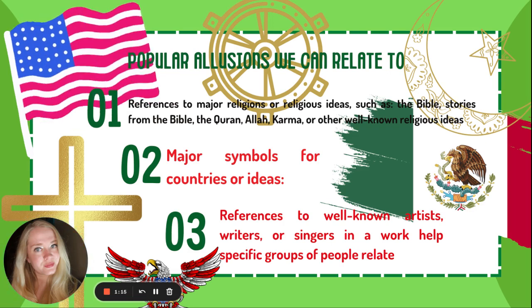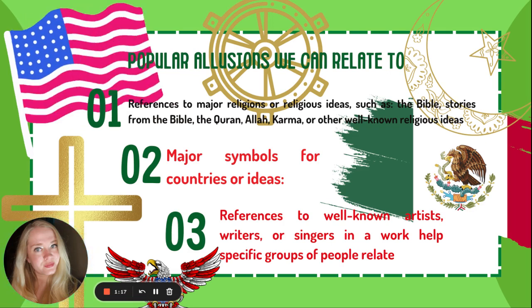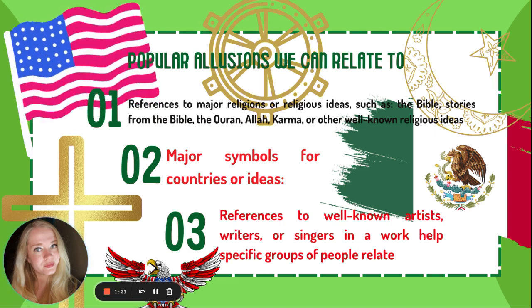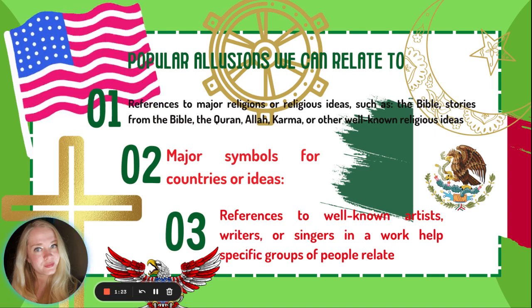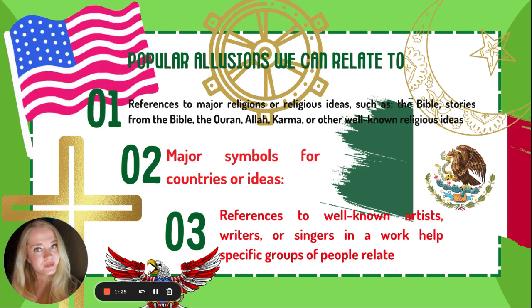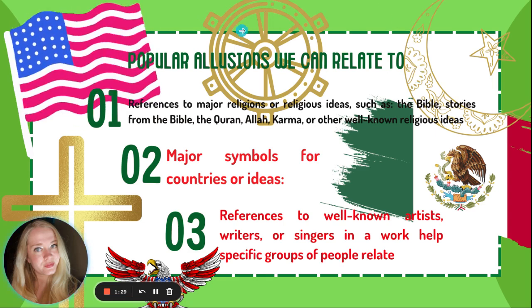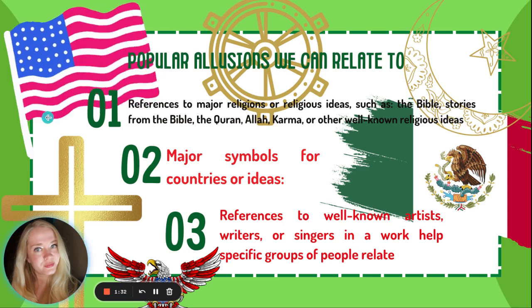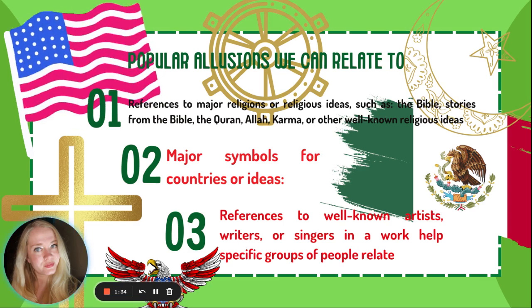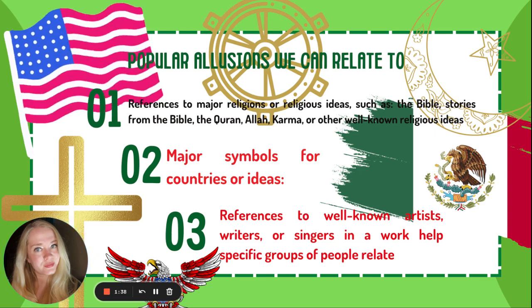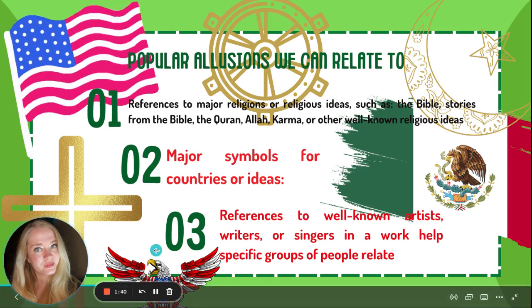Another category would be major symbols. So we have symbols for countries, we have symbols for ideas. So, for example, the American flag has the colors red, white, and blue. Those are not just synonymous with America, but when they are put together in this specific format, that is something that most people would know as an American symbol. Another one for America would be the bald eagle.